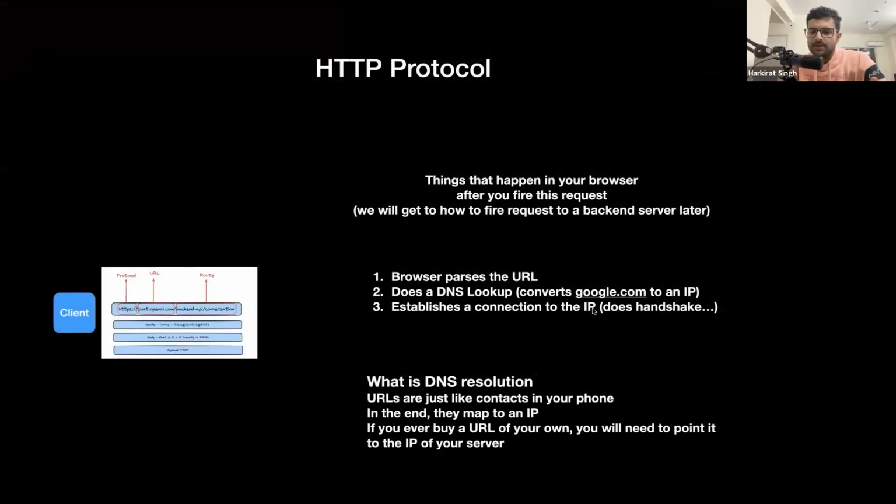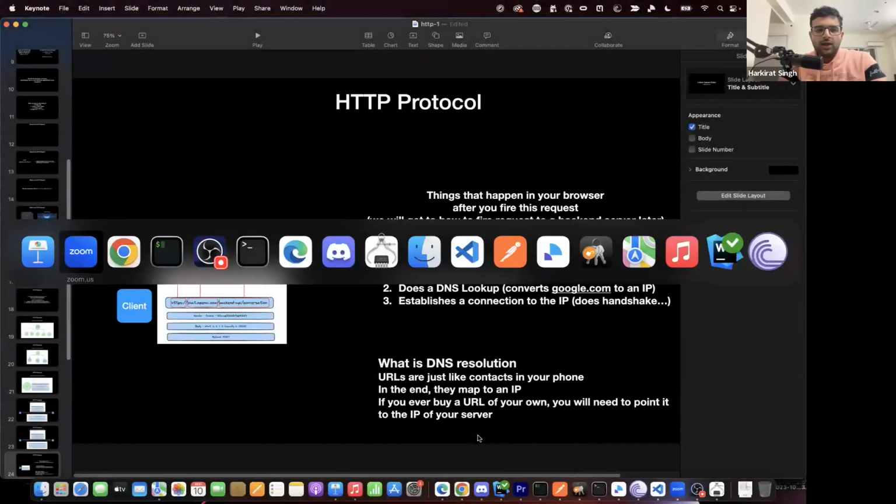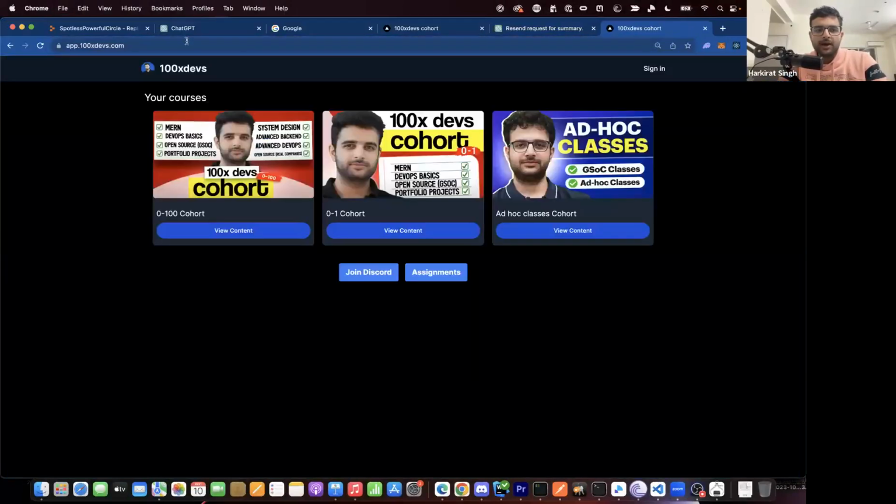Cool. It establishes a connection. What is DNS resolution? URLs are just like contacts in your phone. In the end, they map to an IP. If you ever want to buy a URL of your own, you will need to point it to an IP. For example, you all go to app.100xdevs.com, but under the hood, this actually points to an IP.